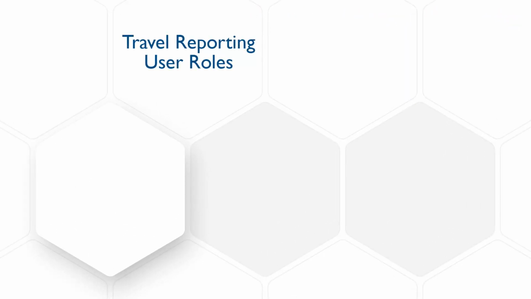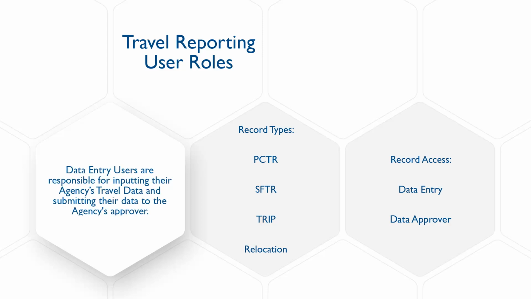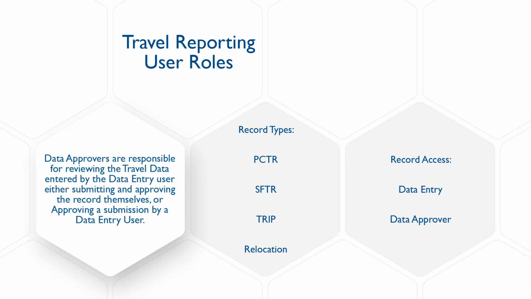Travel user roles are separated by the sub-applications the data is being submitted for, being PCTR, SFTR, TRIP, and Relocation, while the access within those record types is broken down further by the data entry user and the data approver. Data entry users are responsible for inputting their agency's travel data and submitting their data to their agency approver. Data approvers are responsible for reviewing the travel data entered by the data entry user, either submitting and approving the record themselves or approving the submission by a data entry user.